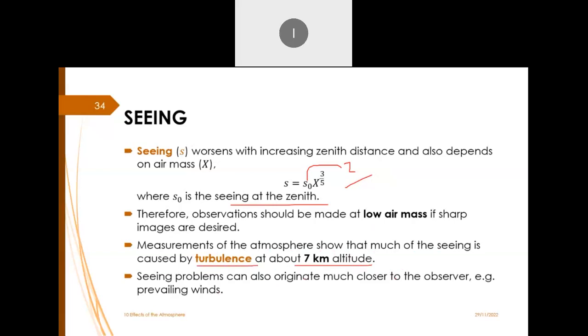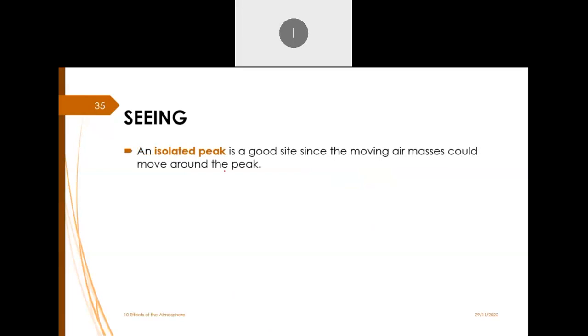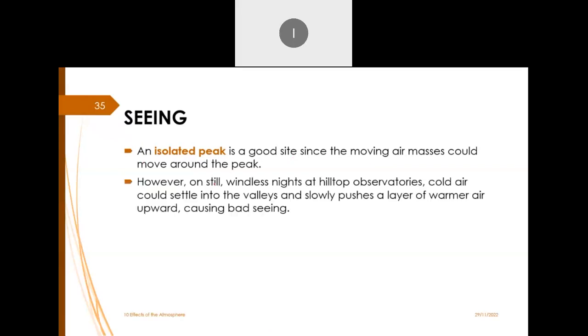Seeing problems can also originate much closer to the observer, for example, prevailing winds. Now we go to the isolated peak. An isolated peak is a good site since the moving air masses could move around the peak. However, on a still night at a hilltop observatory, cold air could settle into the valleys and slowly push a layer of warmer air upward, causing bad seeing. This is the description for the bad seeing.